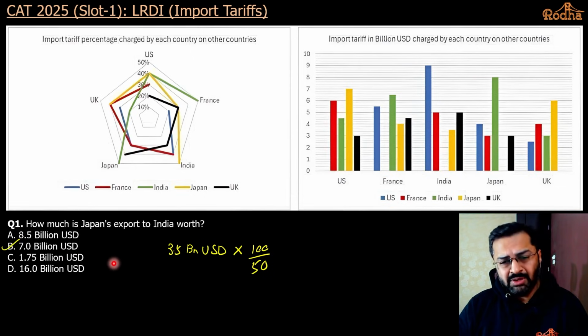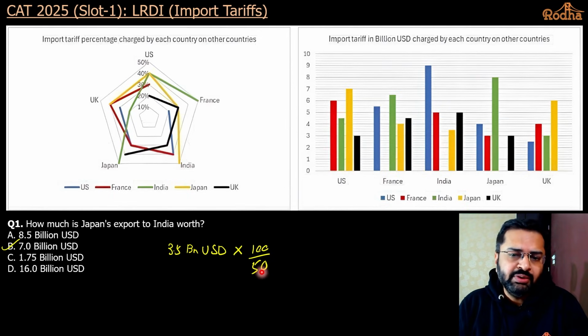I spent some time here because the data here, though they've explained it, might confuse some people. Some people found it a little time consuming and cumbersome at the time of the exam, and you can see this is actually quite simple.